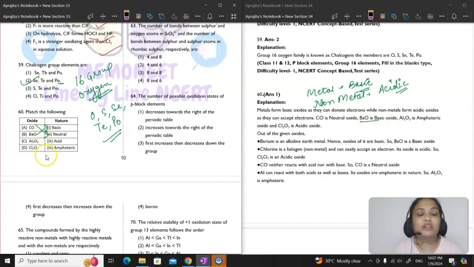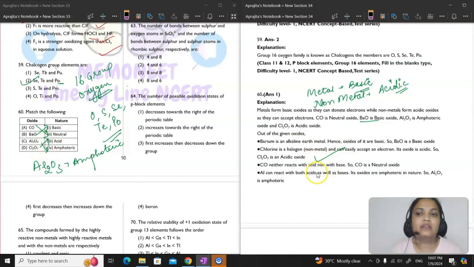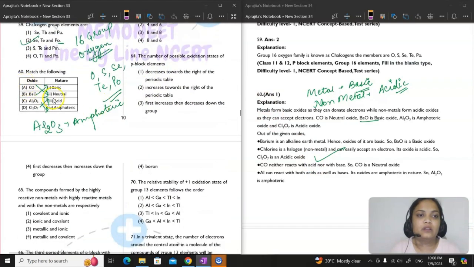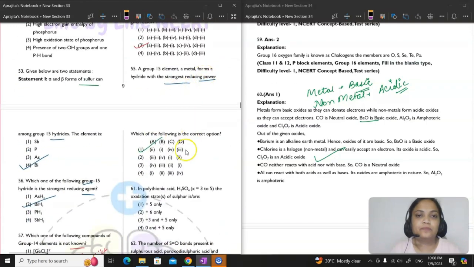Aluminium oxide is actually amphoteric. Now what does amphoteric mean? Amphoteric oxides are the ones which can show acidic character as well as basic character. So it's amphoteric in nature. And chlorine, Cl2O7, is a non-metallic oxide, so it will be acidic in nature. So the answer is going to be option number 1, A2 B1 C4 D3.